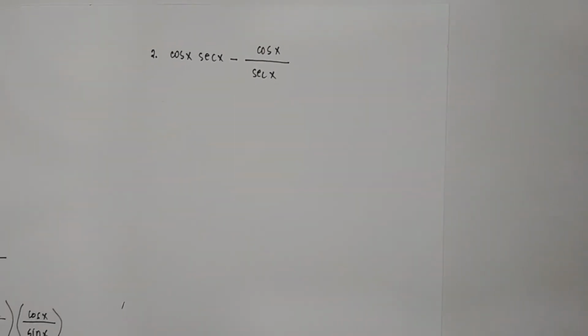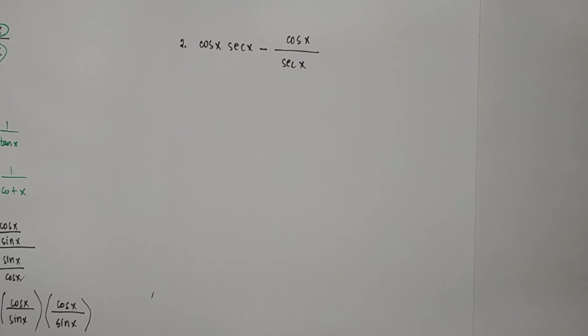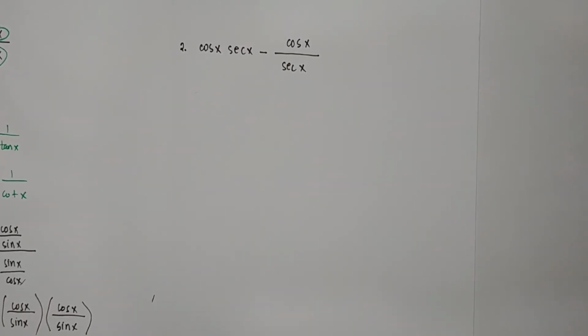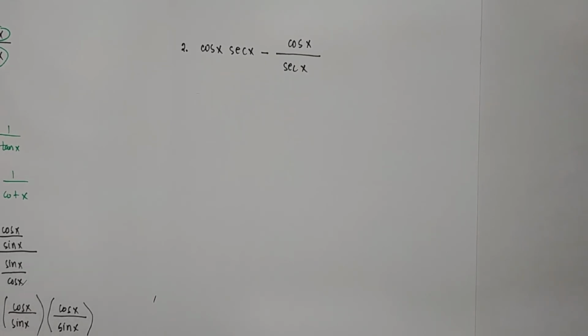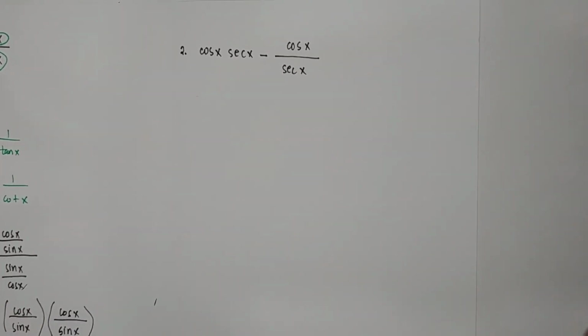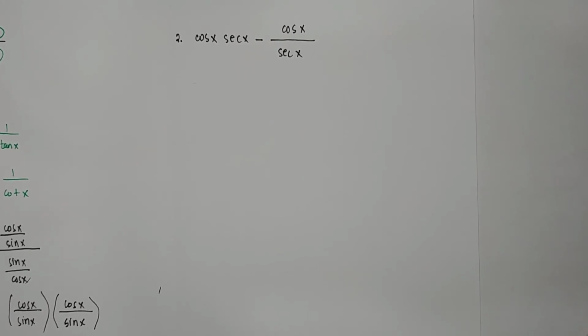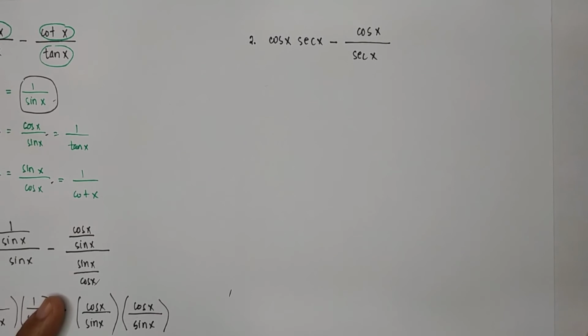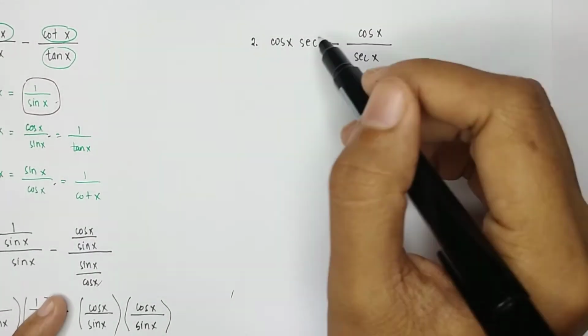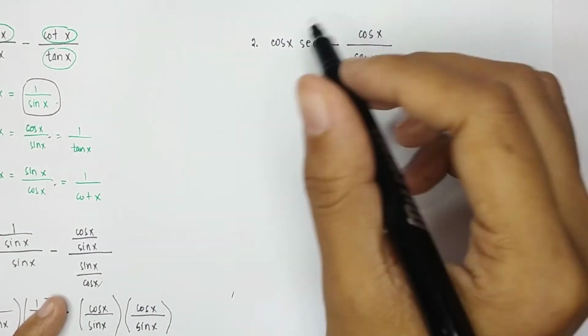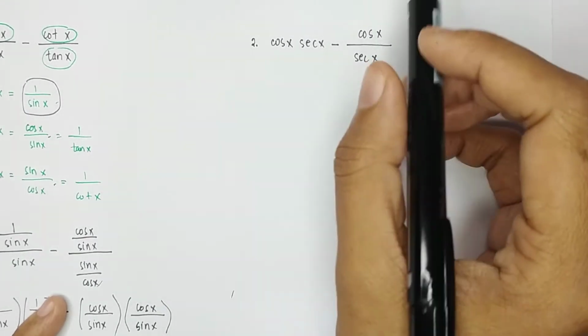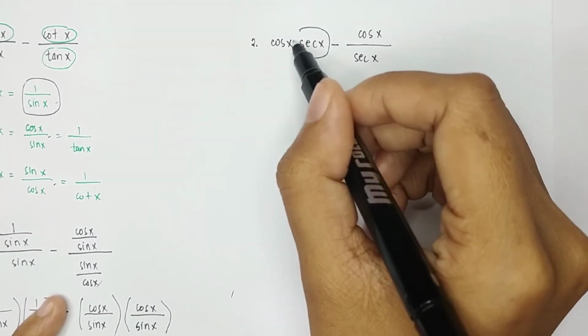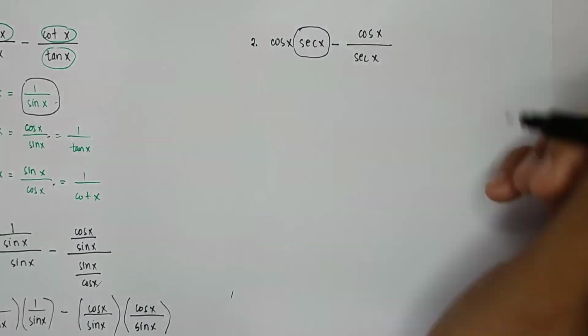We have here cosine x secant x minus cosine x over secant x. It looks complicated, but the process is easy. Let's find the values of the terms that are not in cosine or sine form.